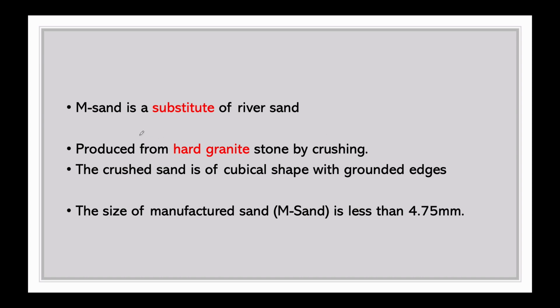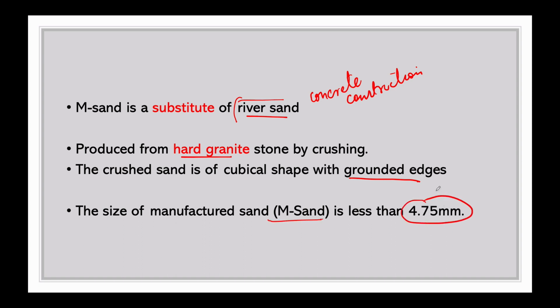Now talking about M-sand, this manufactured sand is basically a substitute for river sand, which is found naturally, for concrete construction. Manufactured sand is produced from hard granite stone by crushing. The crushed sand is of cubical shape with grounded edges. It is washed and graded as a construction material. And the size of this M-sand is less than 4.75 mm.